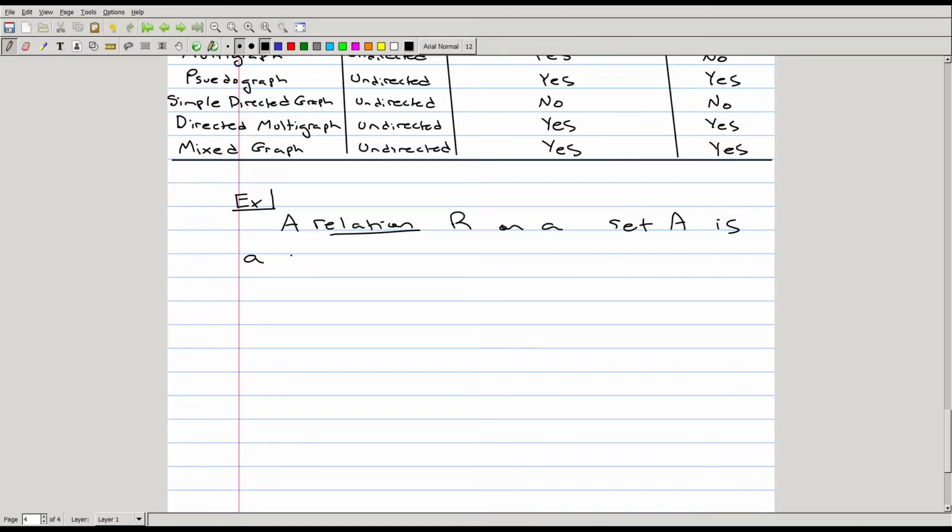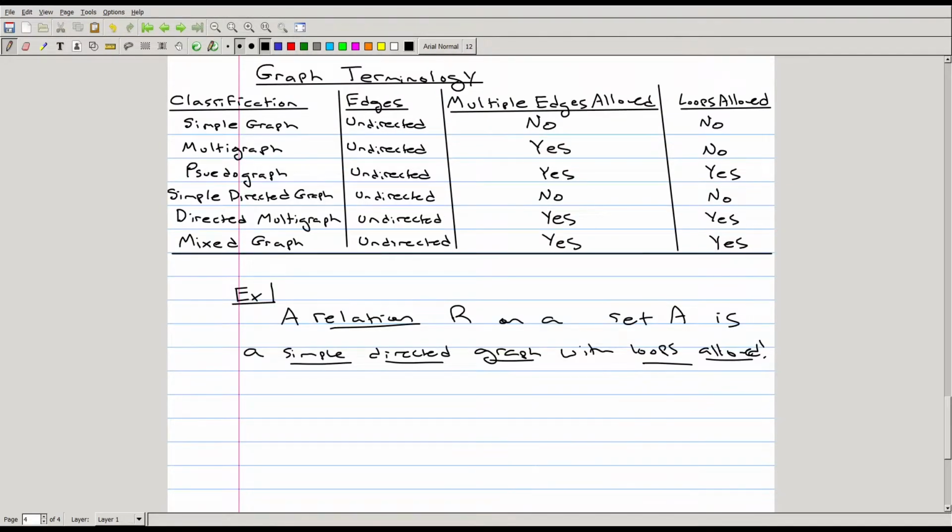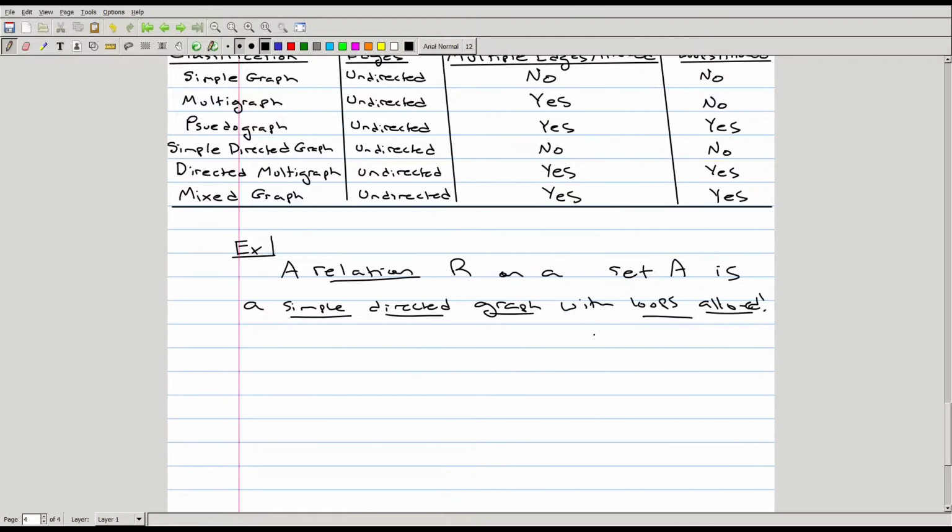a simple directed graph with loops allowed. Right, so if we take a simple directed graph and we add loops to this simple directed graph, then any relation R on set A is a simple directed graph. Specifically, it's the graph G, with the vertex set as A, and the relation itself being the edge set of the graph.